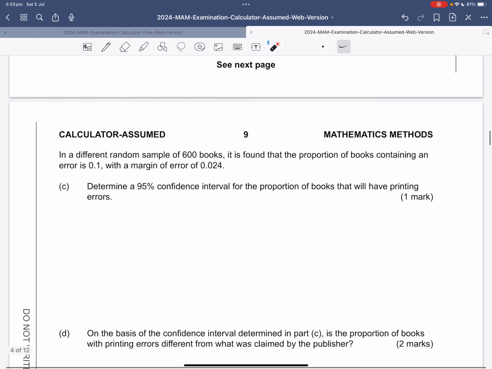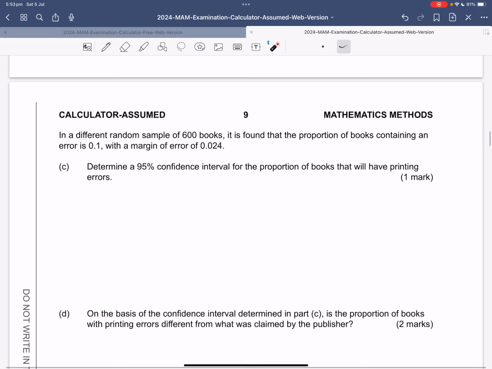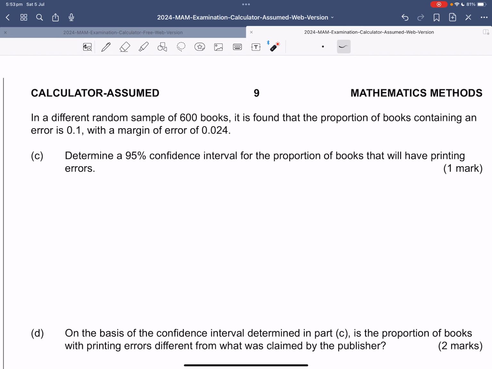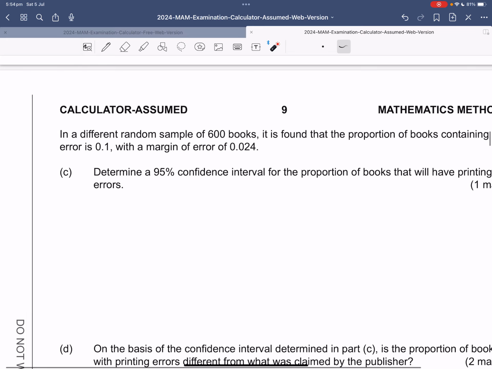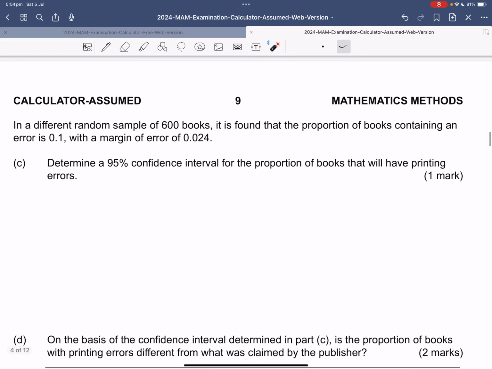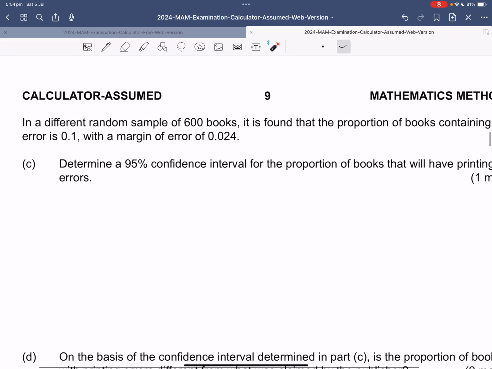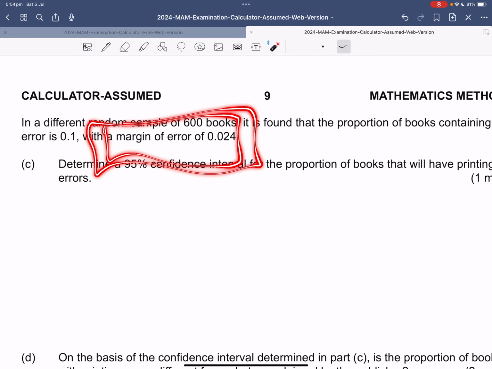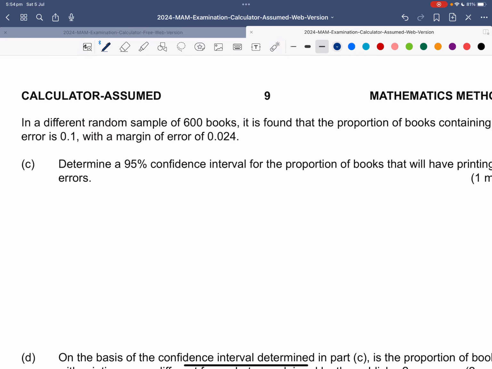Okay, cool. In a different sample of 600 books, it was found that the proportion of books containing an error is 0.1 with a margin of error of 0.024. Determine a 95% confidence interval for the proportion of books that will have printing errors. Well, do you realize that they've straight away given you the margin of error? It's a unique question where they've just straight up given you the margin of error.